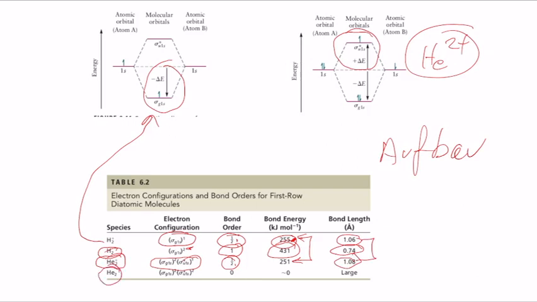Finally, when we go to helium 2, we see that the bond order is 0, and therefore there's almost no binding energy, and the bond length would be very, very large.